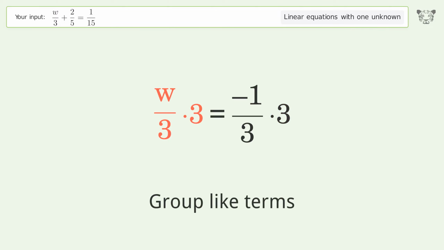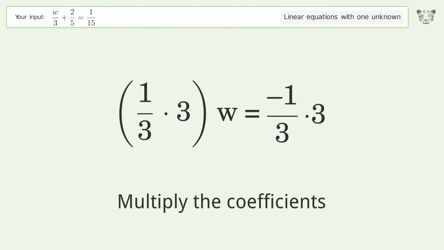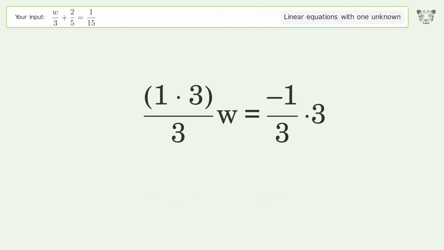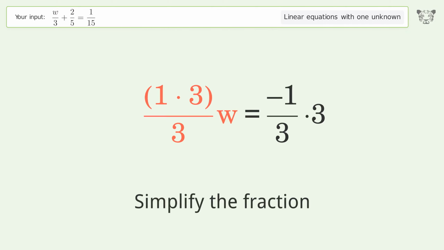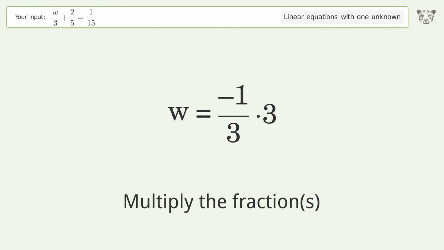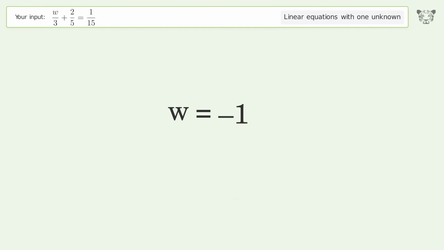Group like terms. Multiply the coefficients. Simplify the fraction. Multiply the fractions. Simplify the arithmetic. And so the final result is w equals -1.